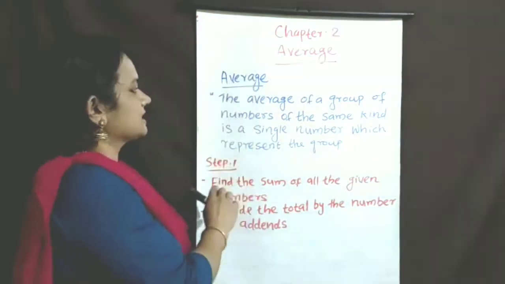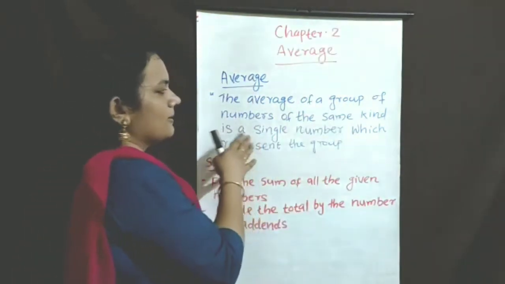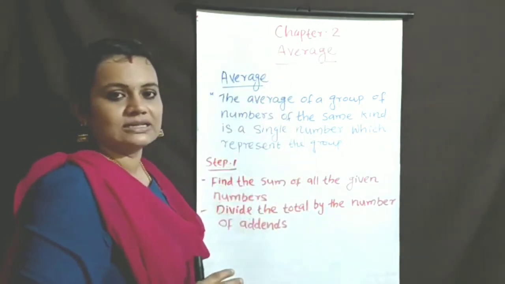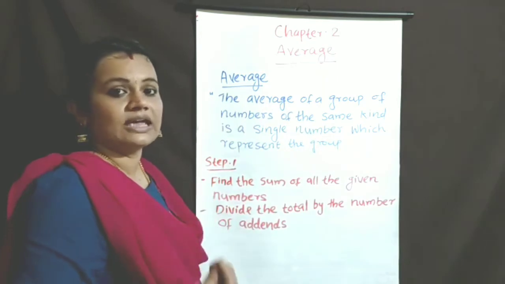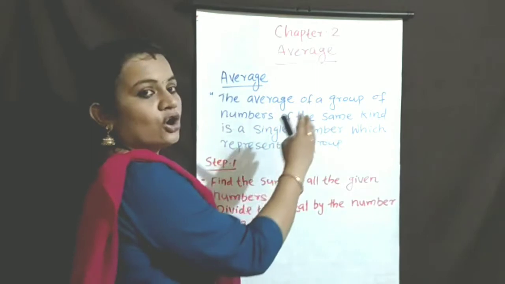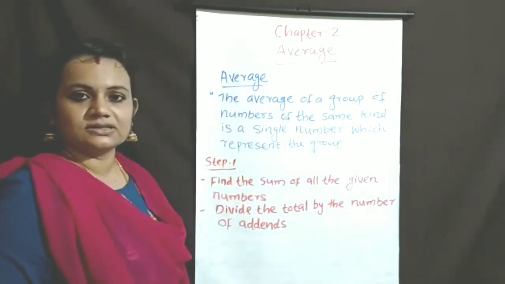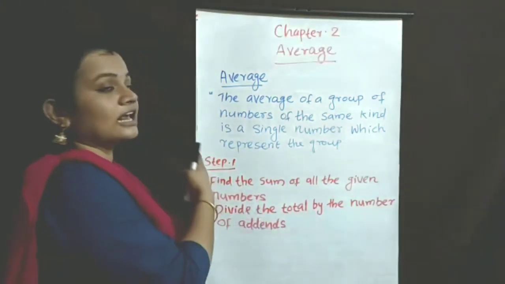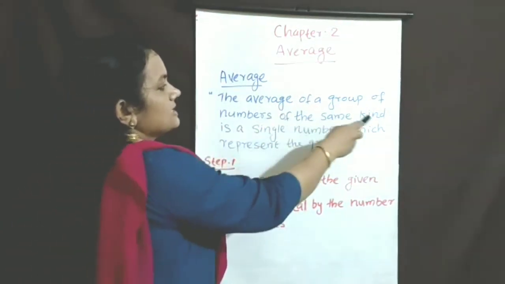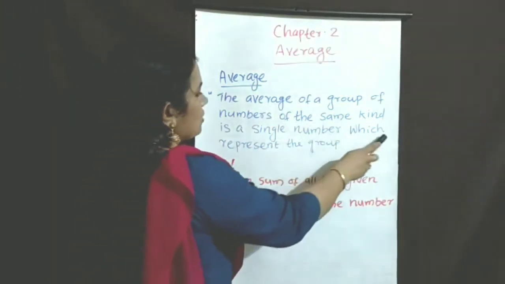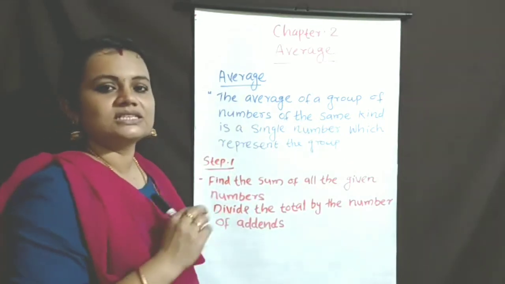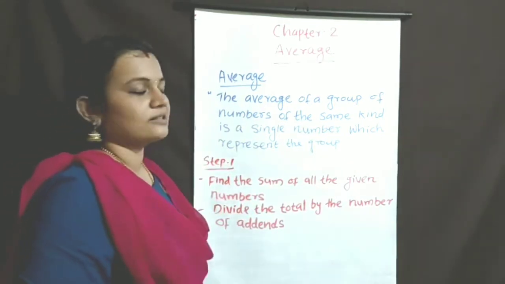The average of a group of numbers of the same kind. First of all, we are given a group of numbers. Then we calculate the average. We will get one single number. That is called the average of the group of numbers. Understood? Once again I read the definition of average. The average of a group of numbers of the same kind is a single number which represents the group. This is average. The example I will tell later.